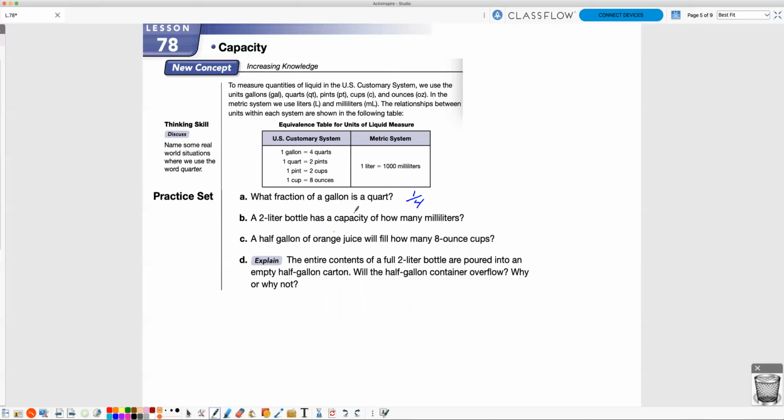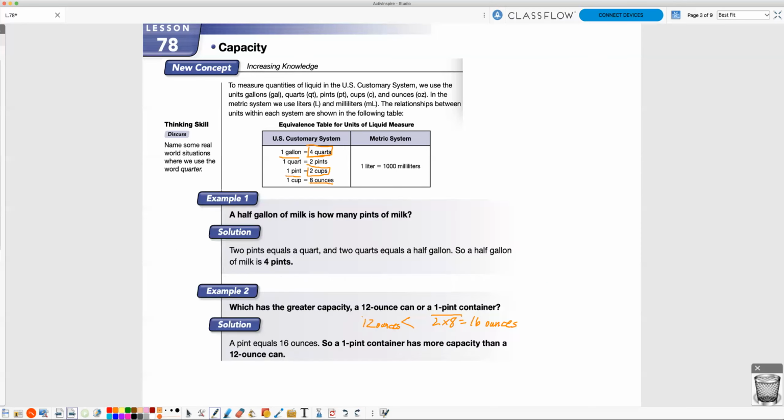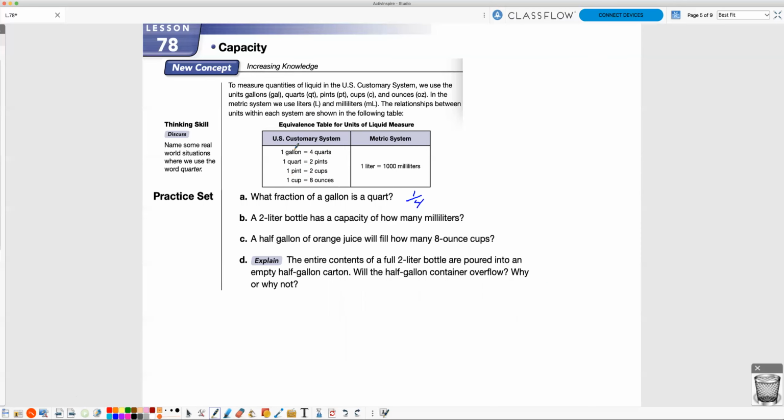You should have answered 1/4, for there are four quarts inside of a gallon. If you look at the big G, you can see that there are 4 that fit inside of each of those. You could also use the US customary system list here, and you see that 4 quarts equals 1 gallon. So if you know that there's 4 quarts in a gallon, you know that 1 quart is 1 out of 4 total inside of that gallon.